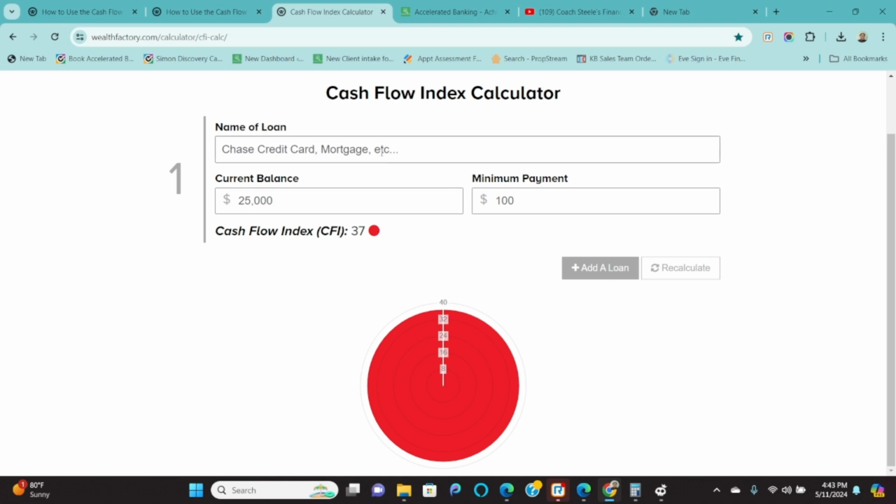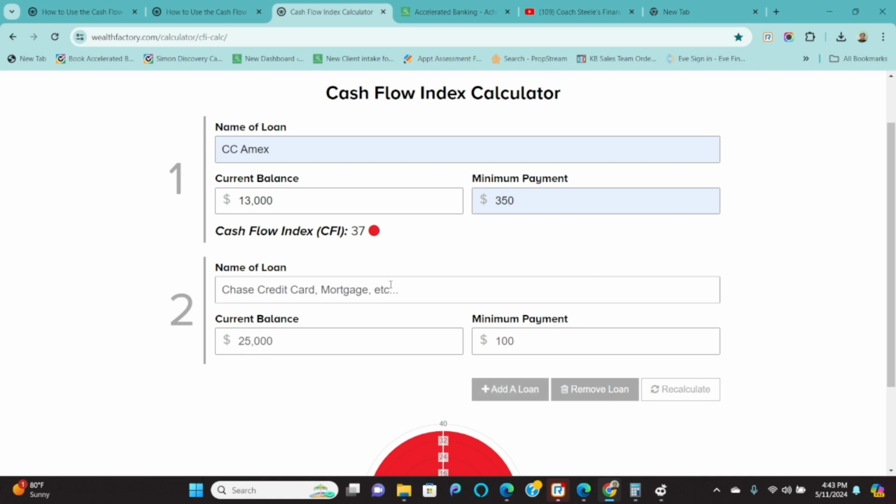So when we look at the cash flow index calculator, let's say we start off with the American Express credit card. Let's say you owe $13,000 on that credit card, and your monthly payments are about $350 a month on that. Now, let's add your other debts on here.